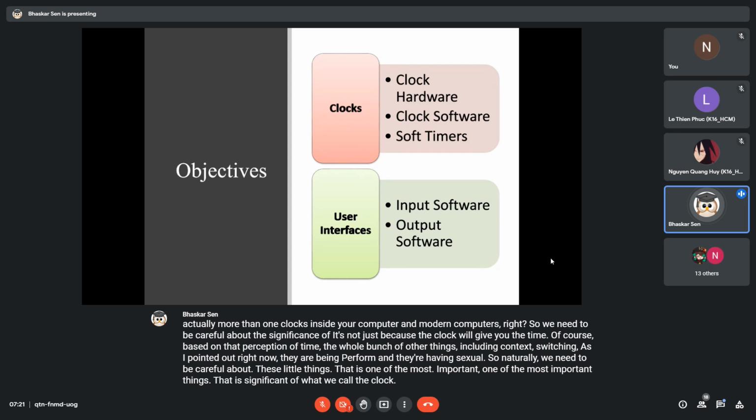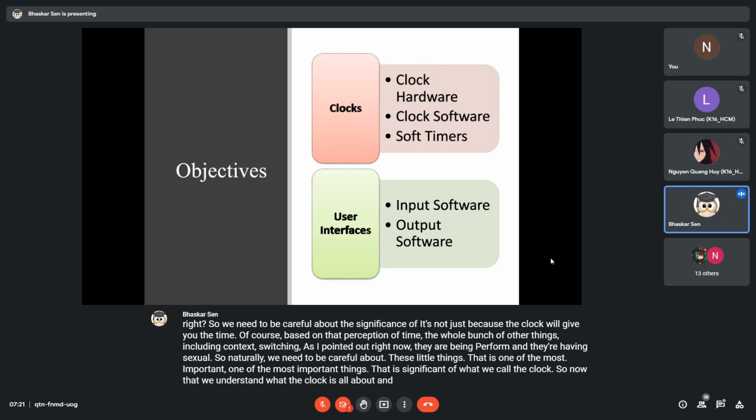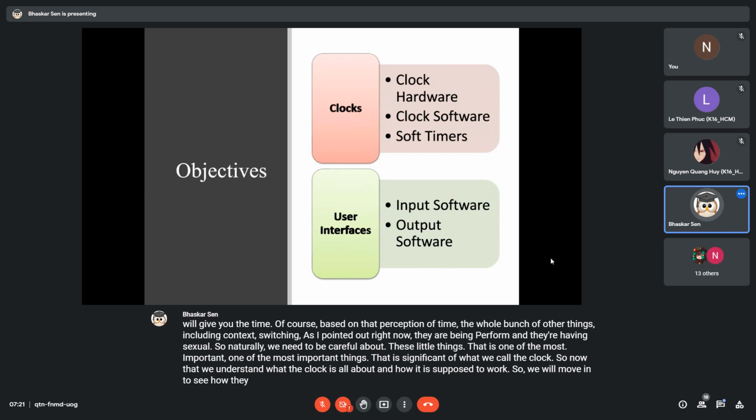So now that we understand what the clock is all about and how it is supposed to work, we will move on to see how they work and also the duties of the software.